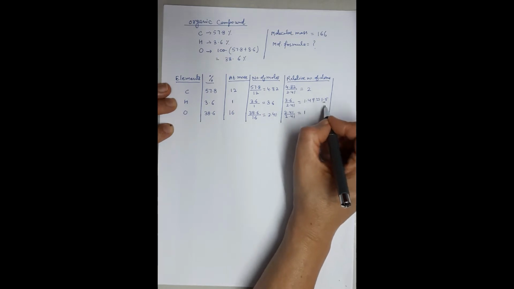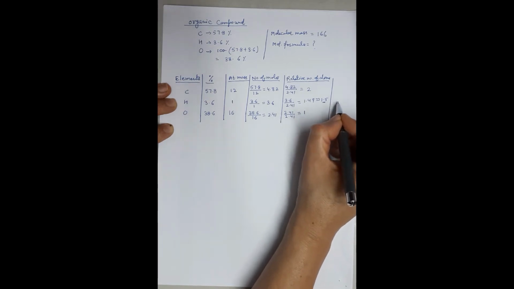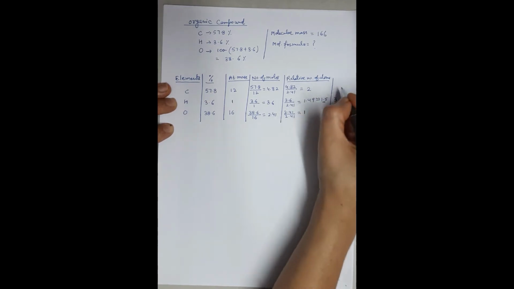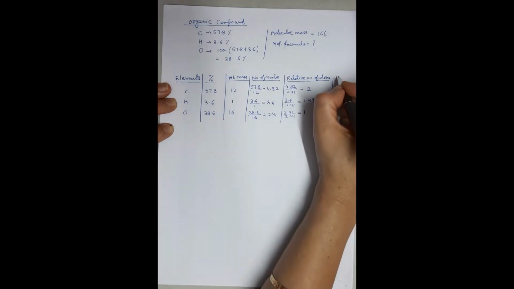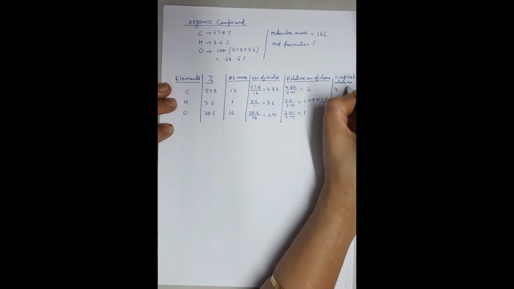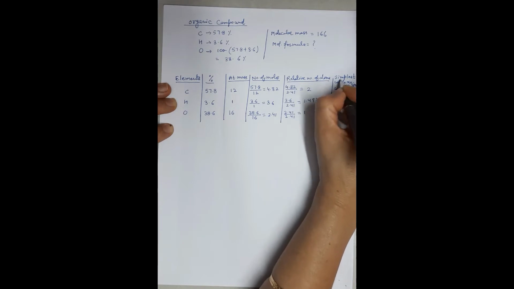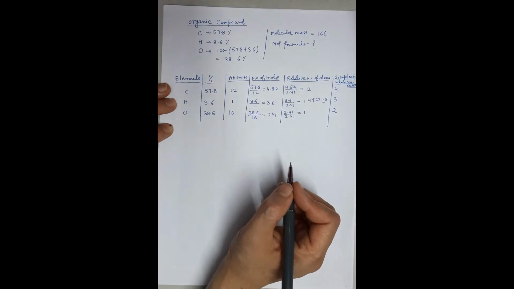In order to convert into whole numbers, multiply all three by 2. If you multiply this by 2, it gives you 4, this gives you 3, and this gives you 2. What is this? This is the whole number ratio, or rather the simplest whole number ratio. And the simplest whole number ratio is your empirical formula.